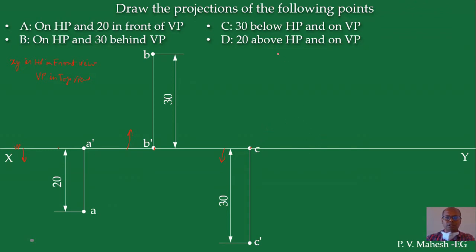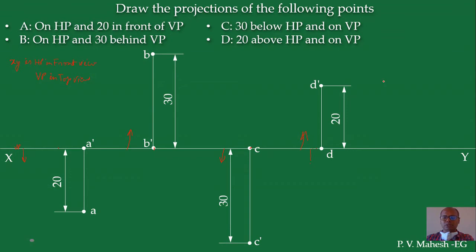Now again this one, 20 mm above HP and on VP. 20 mm above HP, this is HP in front view, this is above HP. In top view this is VP, so the point is on VP, so this is the top view.